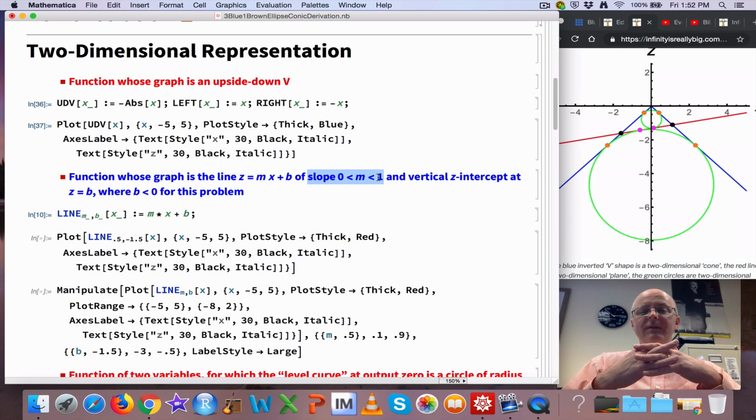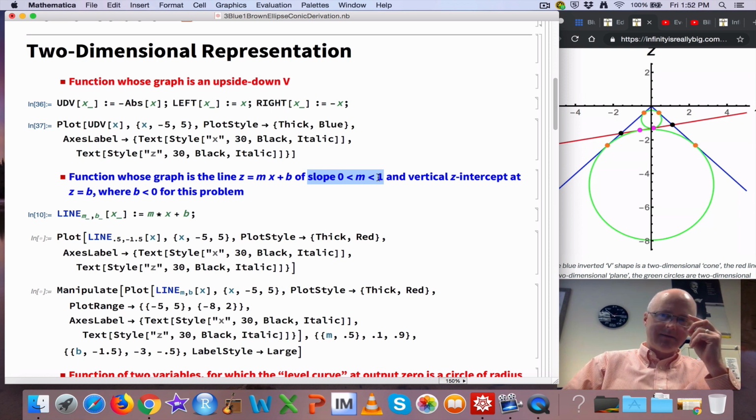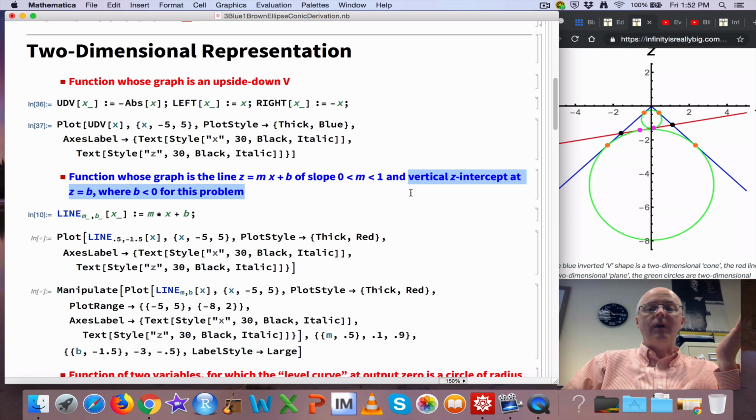The slope being bigger than 1 really doesn't give you the kind of picture that you want. We have also a vertical z-intercept at b, where b actually is negative, and that's going to be worth remembering. You might want to write that down if you're taking notes. B here is going to be negative. I could have written this as z equals mx minus b, where b is positive, but I took it in the standard form. I just want to keep in mind b is negative here. This intersection of the red line with the z-axis is below 0. Okay, that'll be important to remember.